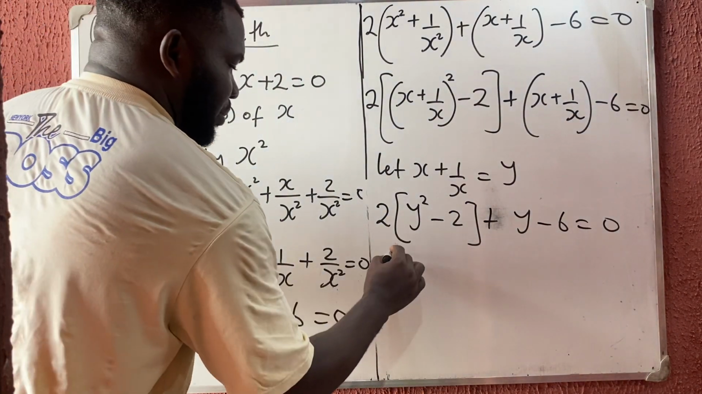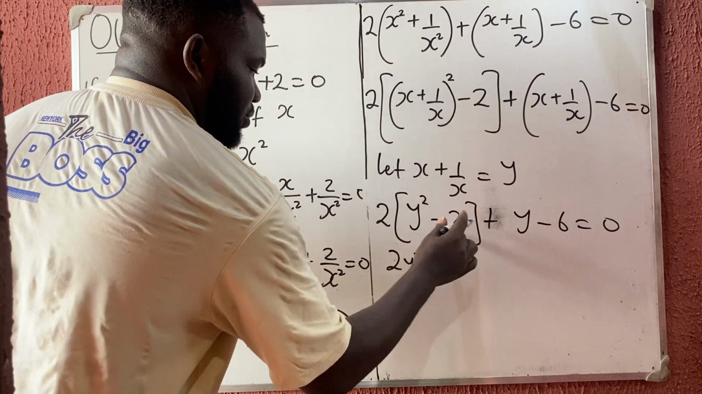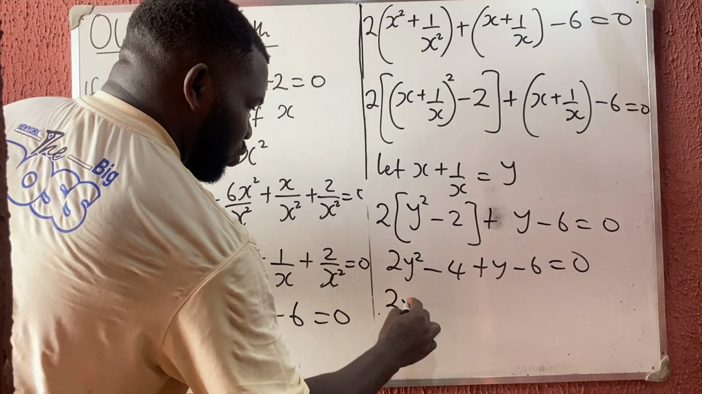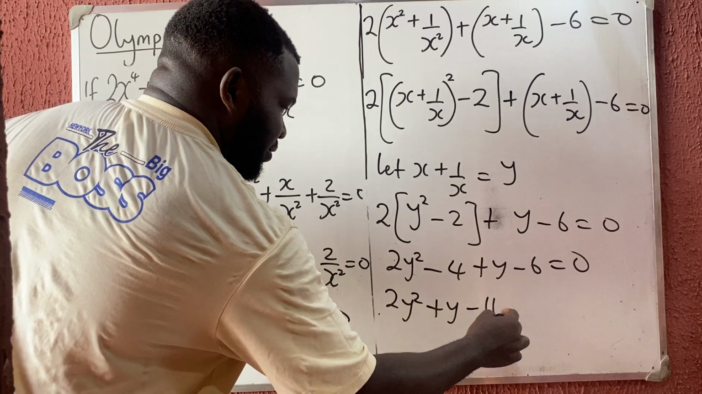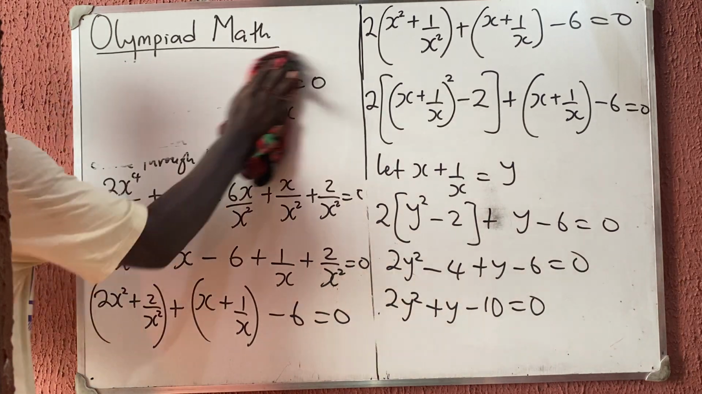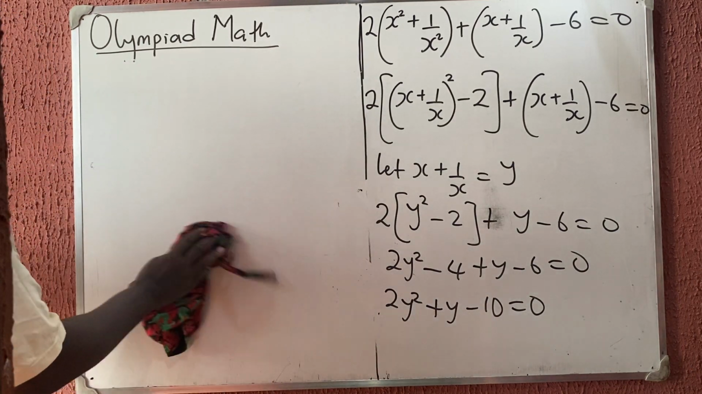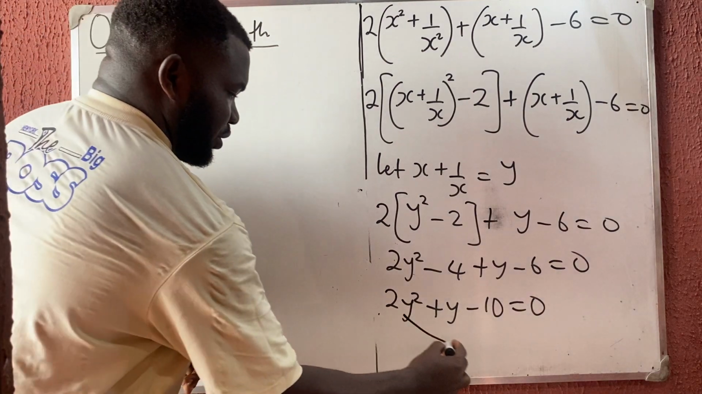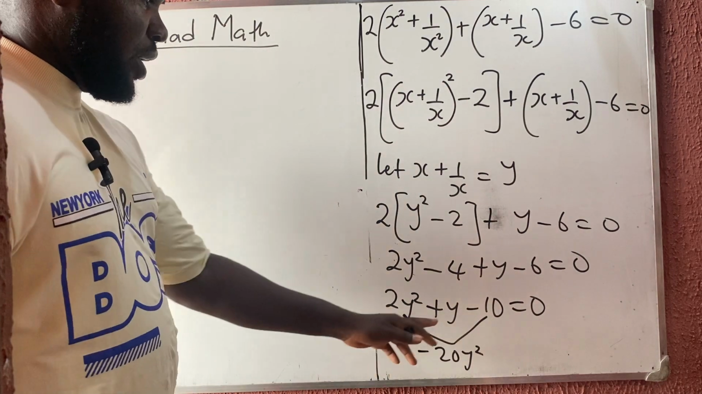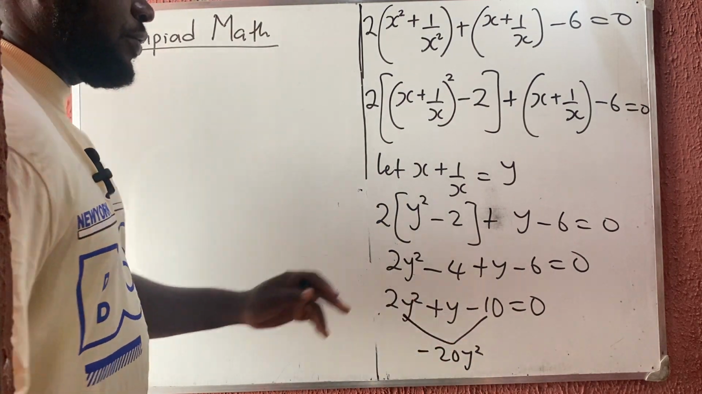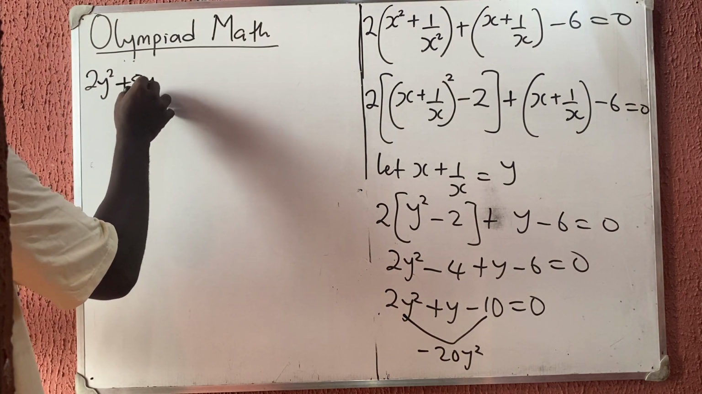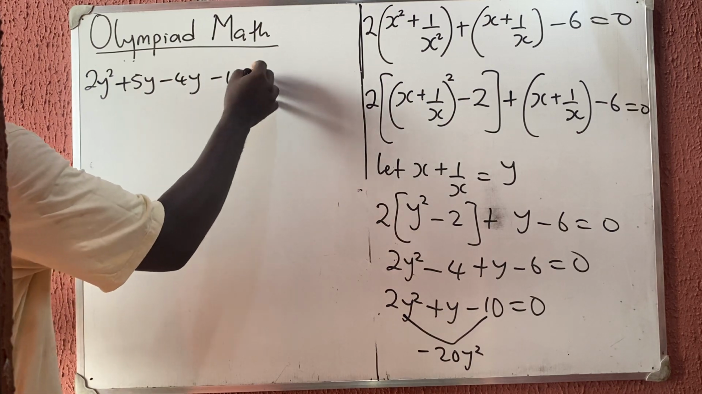So clear the bracket. This time I'm going to have 2y squared minus 4, then plus y minus 6 is equal to 0. Which shows that 2y squared plus y minus 10 is equal to 0. Now let us solve this by factorization. I think it's factorizable. So how do we factorize? Multiply these two to have minus 20y squared. So what are the two factors of minus 20y squared that will give us this? That is 4 and 5, right? So I'm going to say 2y squared plus 5y, then minus 4y, then minus 10 is equal to 0.